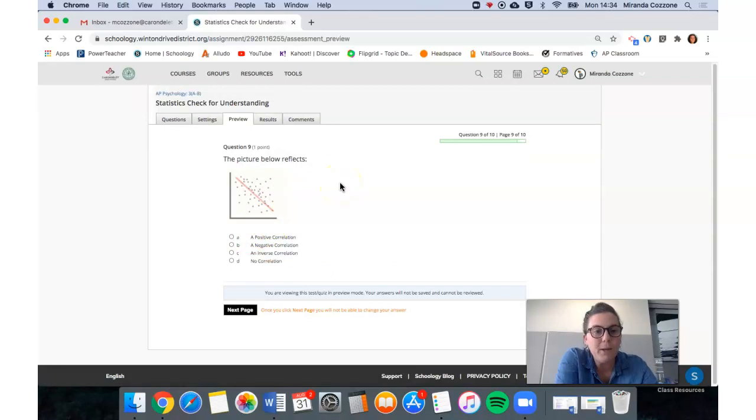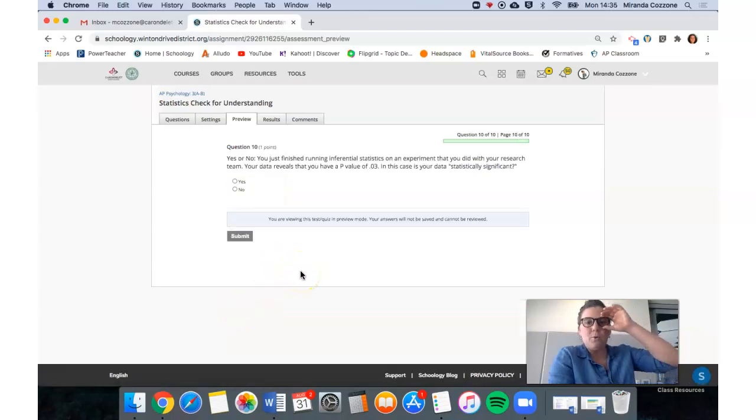All right, so the picture here represents a negative correlation. And you know that because you should read this chart from left to right. And so as you're reading and the line drops, even though this is not a very strong correlation because the dots are all over the place, the line moving downward will signal to you that it is a negative correlation. A positive correlation is going to do the opposite.